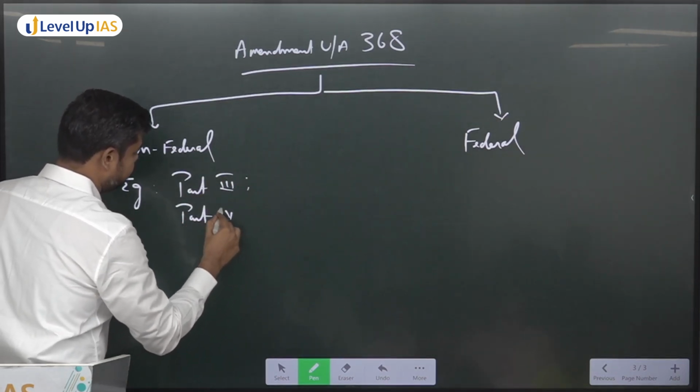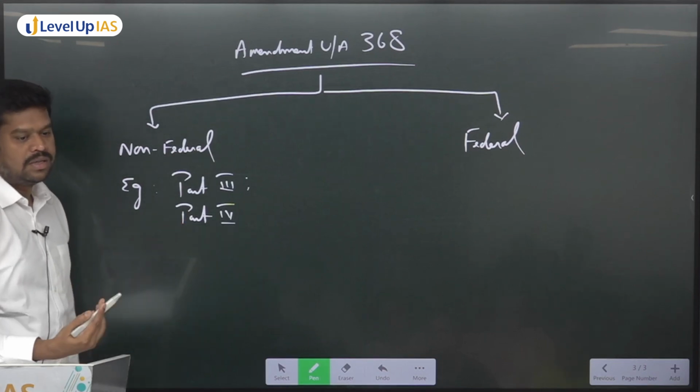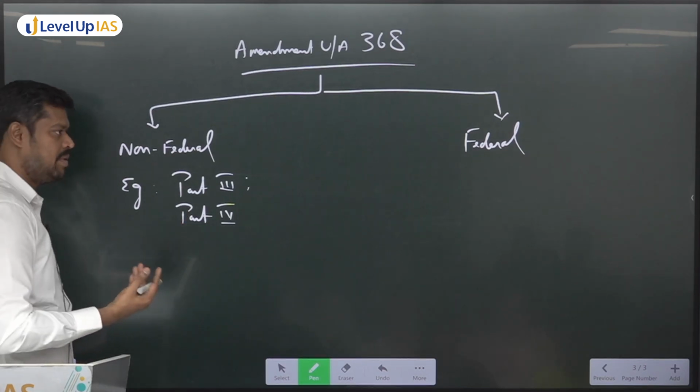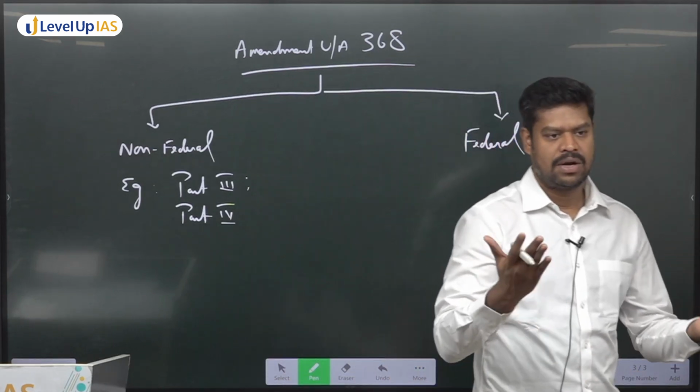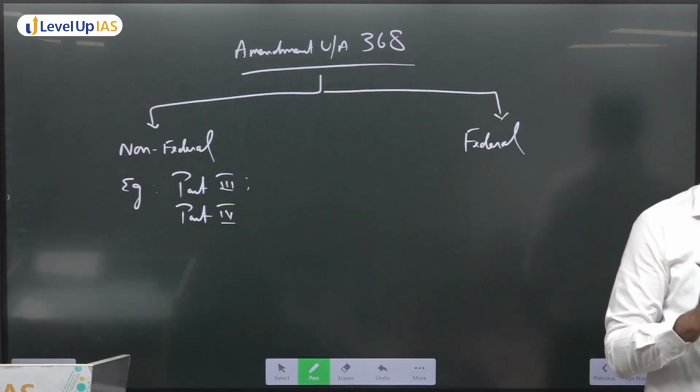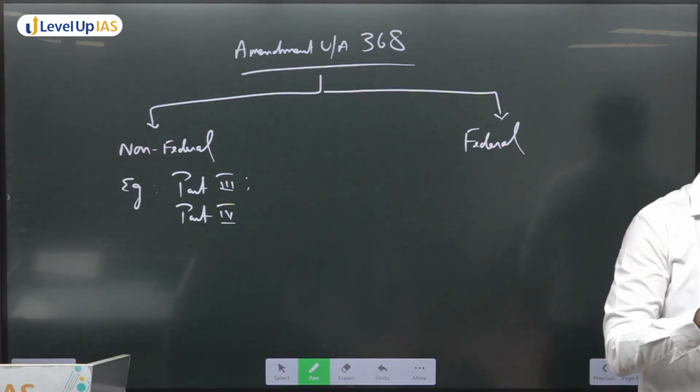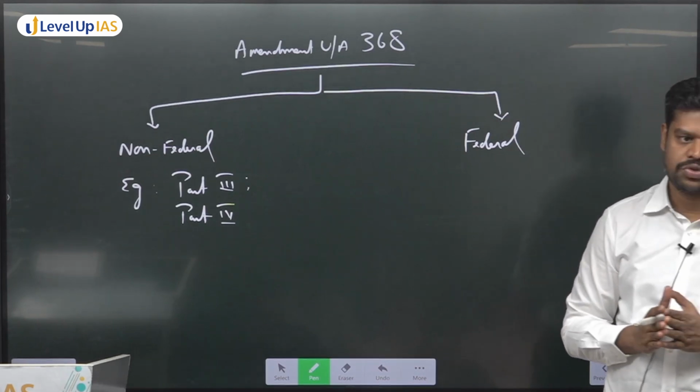What is part 4? The directive principles of state policy. Any amendment to part 2 of the constitution, that is citizenship, does not have any impact upon the center-state relationship. So such amendments are called amendments to the non-federal provisions of the constitution.